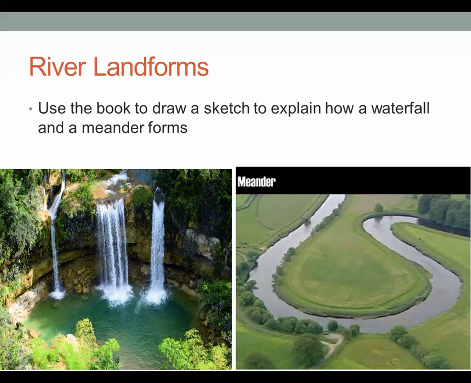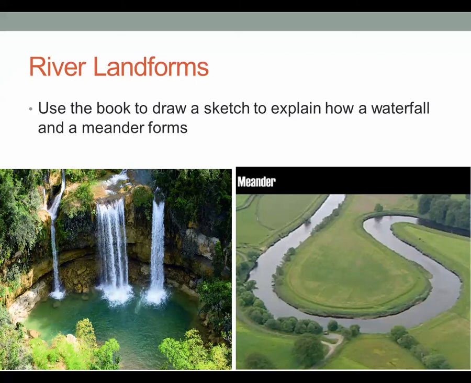Okay, on the left, we've got a waterfall here. What we need to think about is use the textbook and try and come up with an explanation as to how a waterfall forms. You can do this through a sketch if you want to. It shouldn't be particularly complicated, but make sure that you've got a simple sketch done showing off these different processes. Okay, get that sketch drawn and then have a look at a meander.